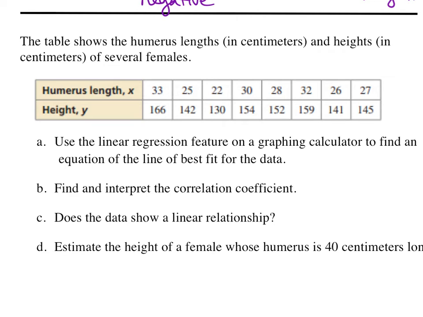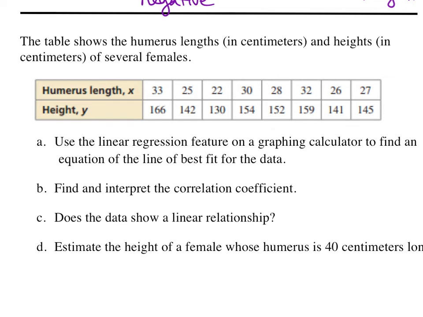So we're going to do part A on our calculator, use the linear regression feature on a graphing calculator to find an equation for the line of best fit for the data. Here's the thing. That's a lot of numbers. You have to include all of them. All of your data needs to go into your calculator. So let's start typing because it's going to take us a minute to put all those numbers into our stat edit. So let's get started.